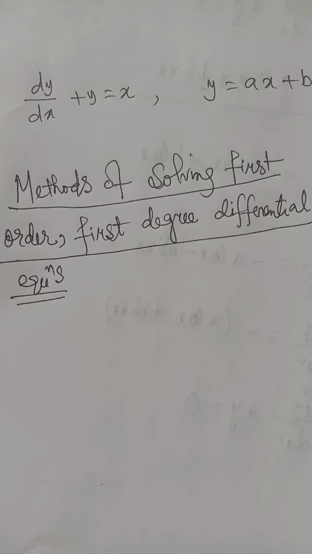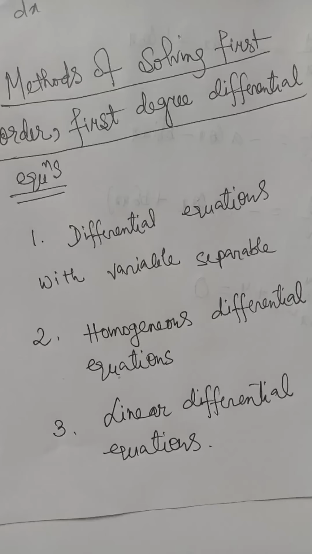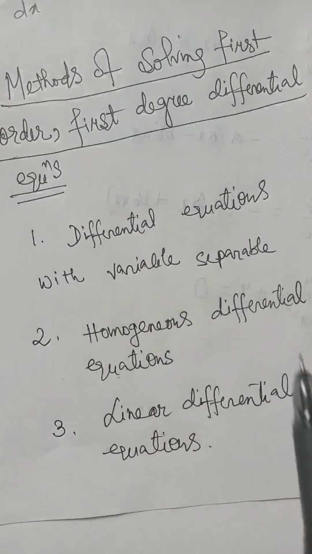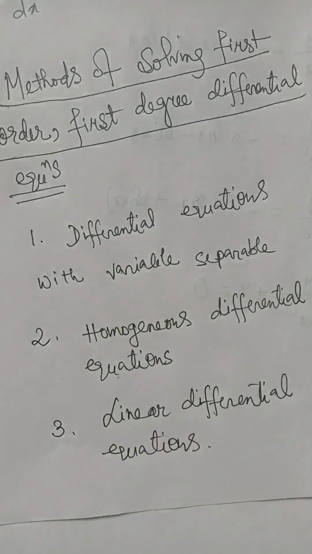And now I will discuss the methods of solving first order and first degree differential equations. In your syllabus there are 3 different methods of solving first order and first degree differential equations. The methods are: number 1, differential equations with variable separable. This is the first type. Number 2, homogeneous differential equations, and number 3, linear differential equations. These are the 3 different methods which are included in the syllabus of class 12.